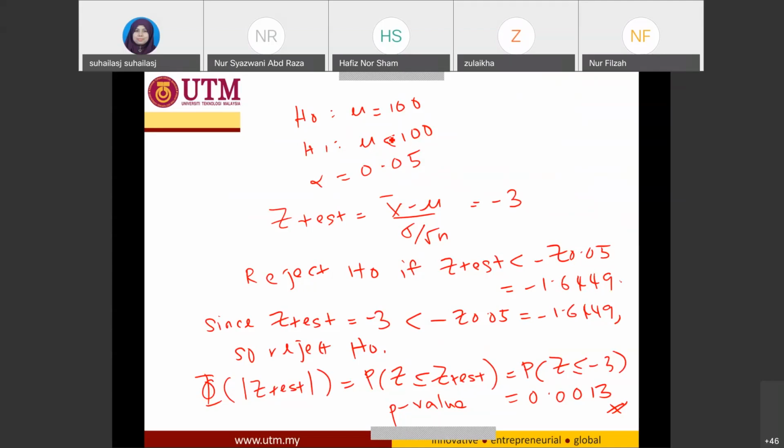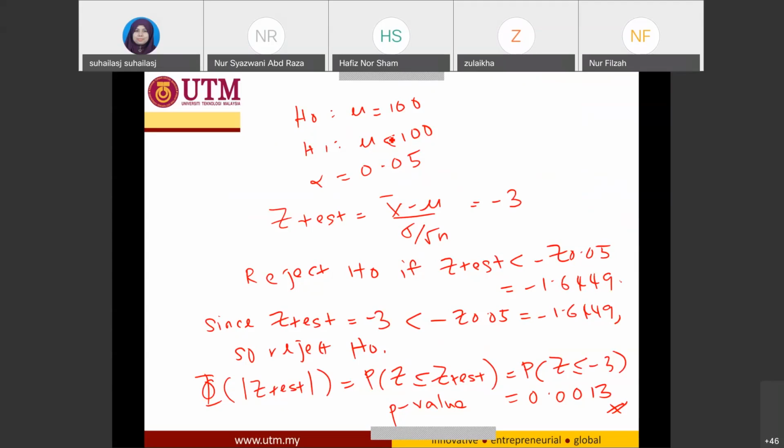Since our P value, which is 0.0013, is less than our alpha, which is 0.05, we conclude that we reject our null hypothesis.